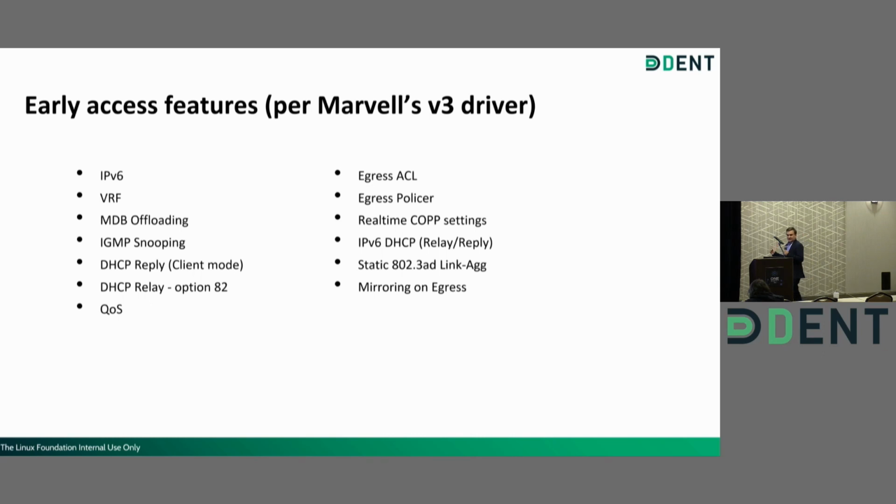It's IPv6, it's VRF, it's multicast database offloading, it's IGMP snooping, it's DHCP replay and DHCP relay, it's QoS, it's egress ACL, egress policer, it's real-time COPP settings, it's IPv6 DHCP, static link aggregation, and mirror on egress.